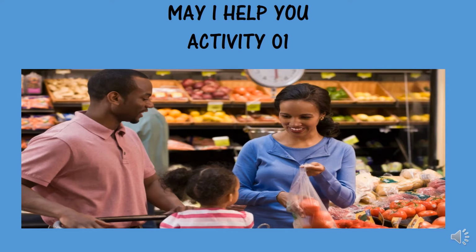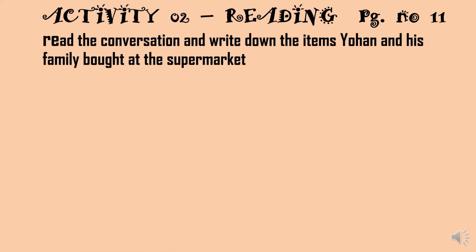This is the dialogue, children. So let's move to the next activity. In the next slide, we are going to do activity 2, reading, page number 11. Read the conversation and write down the items Johan and his family bought at the supermarket. Example, a kilo of beans.